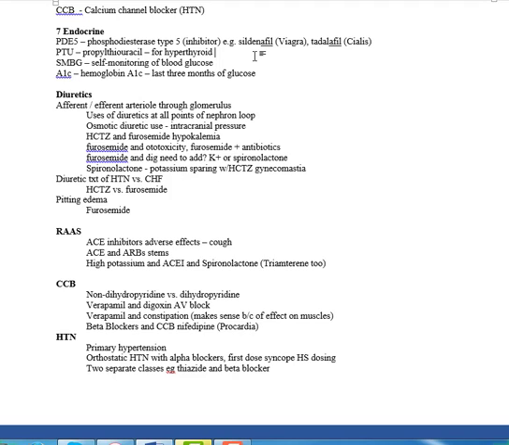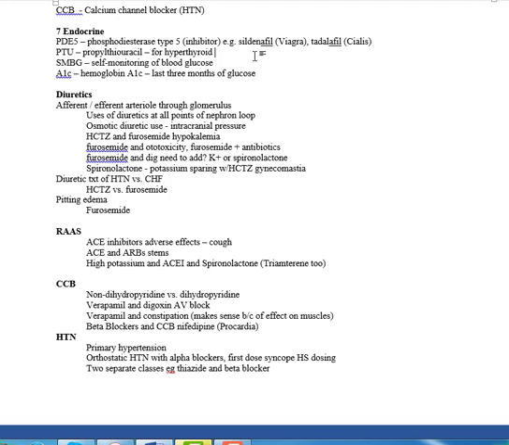And you want to know the uses of diuretics at all points of the nephron loop. So the 4 points that I mean are the proximal convoluted tubule, the ascending loop of Henle, the distal convoluted tubule, and the collecting duct, which you remember from physiology. And then what drugs go there. So at the proximal convoluted tubule, you have the osmotic diuretics. At the loop of Henle, you have furosemide.